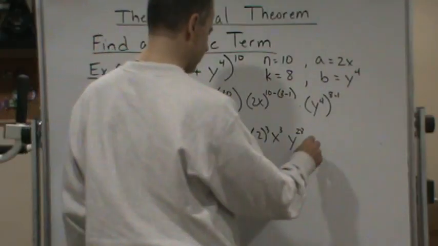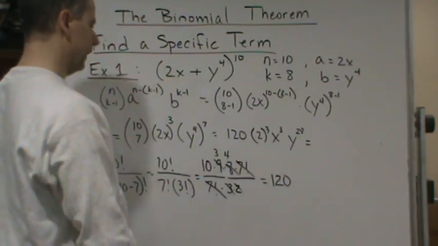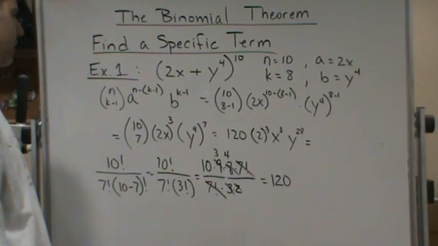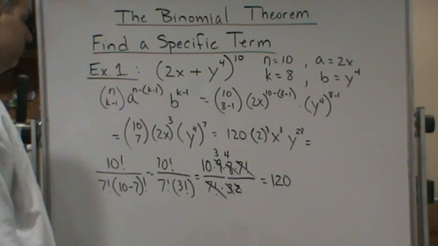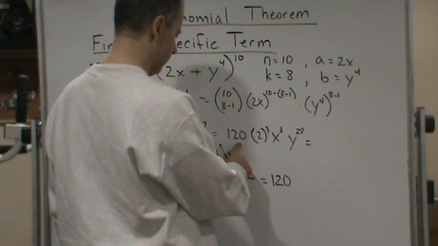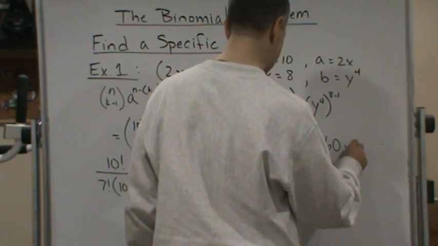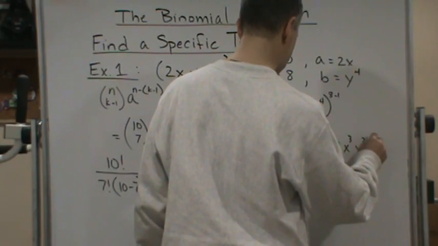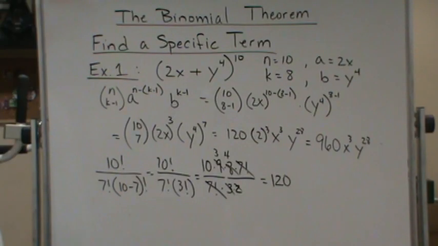Okay? And so now let's simplify this. Now we've got what? 8 times 120. So 8 times 120 is 1,060. No, I'm sorry, 960. Sorry. So 960. So we get 960 x cubed y to the 28th.